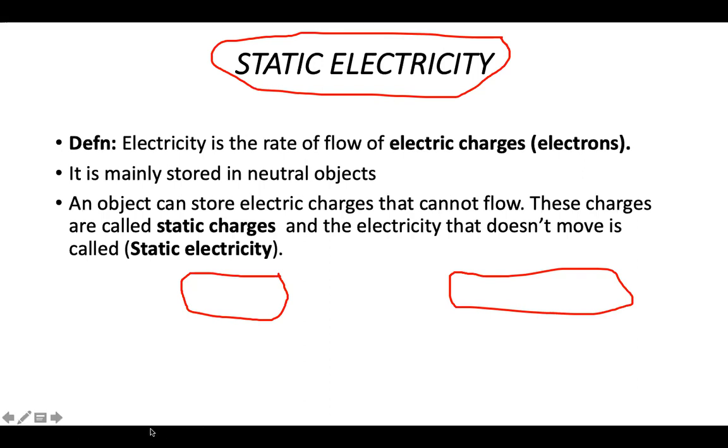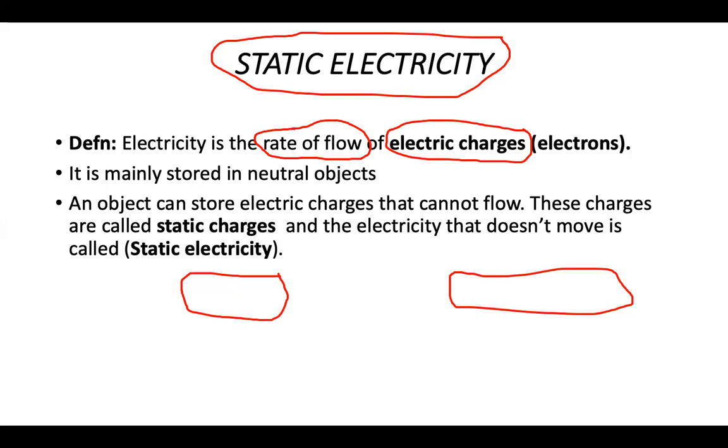So when you just hear of the word static, the only thing that should come to your mind is something that is immobile. So first of all, what is electricity? Electricity is defined as the rate of flow. So we're talking about something moving, the rate of flow of electric charges. So wherever there is electricity, we must be rest assured that there must be some mobility of charges somewhere. Now, what are these charges that we usually focus on under electricity? The charges that we talk about are electrons.